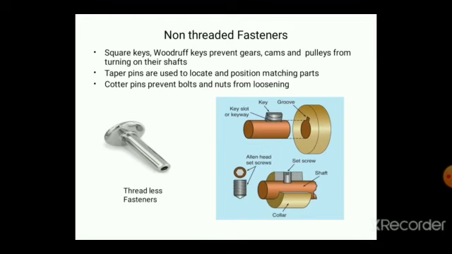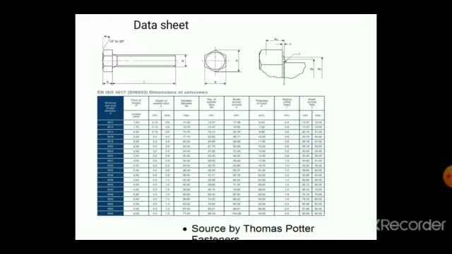Taper pins you can also use to locate and position matching parts. Also some cotter pins you can use instead of a bolt and nut arrangement. So these are the things which are used in a machine, and these are known as non-threaded fasteners. So this is all about your fasteners. We learned the basic three fasteners, temporary fasteners: bolt, nut, and non-threaded.